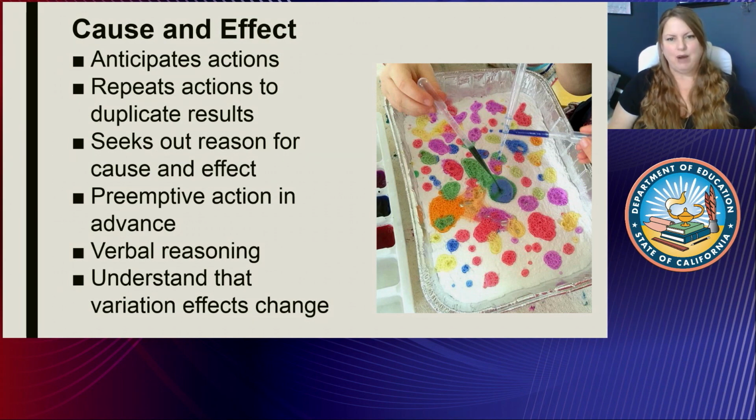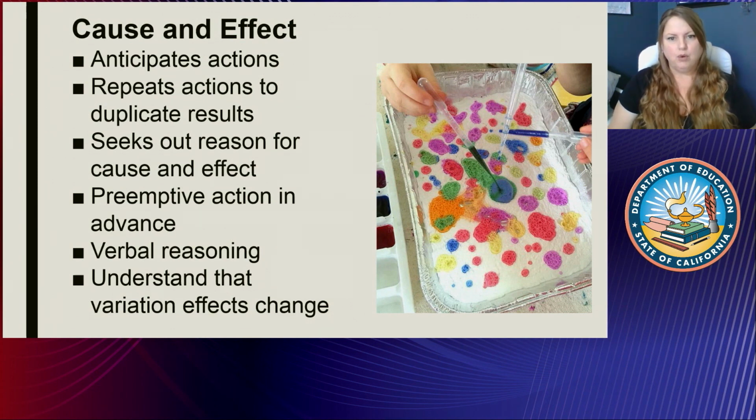Children will begin to seek out reasons for the cause and effect. For example, a very young child may try using the other end of a marker to scribble, just to see what will happen and why one end works and the other doesn't.